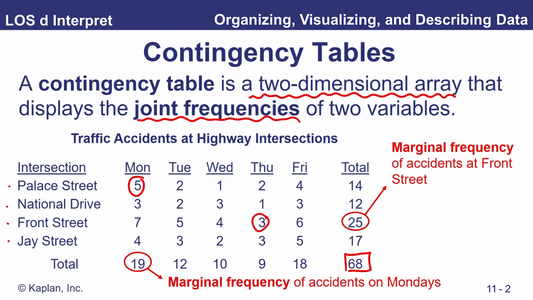So remember, the table data itself are joint frequencies. They can be displayed in absolute terms, and that's what we've got here, number of accidents, or relative terms, i.e. converting them into a percentage.